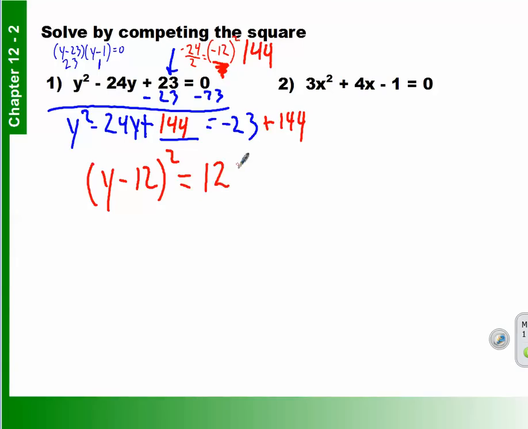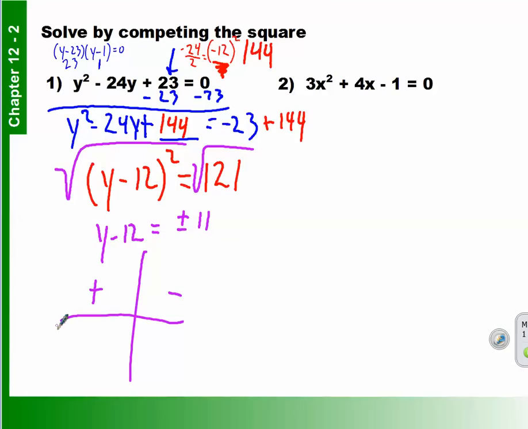121. So what am I going to now have to do to both sides to get the y extricated from that parentheses? I'll have to square root it. It's a great word. So what is the square root of the quantity y minus 12 squared? Y minus 12 equals plus or minus 11. So then we have our positive and negative worlds. I get y minus 12 is equal to positive 11. Y minus 12 is equal to negative 11.